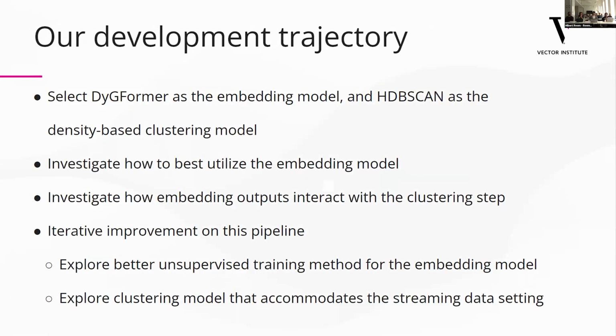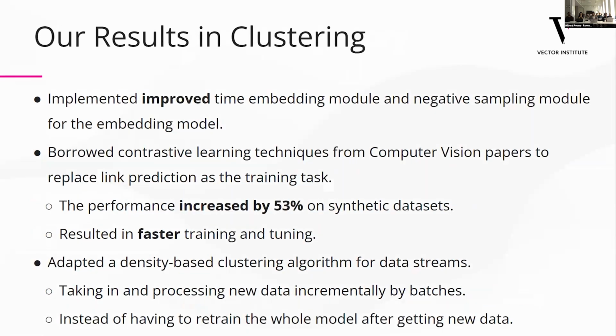Our development trajectory is roughly as follows. We first selected the embedding model and the density-based clustering model, based on prior experiments. Then we tried to figure out how these models work on our data and how they interact with each other. This was done through extensive visualizations and experiments. After that, we iteratively improved upon this pipeline to add complexity. Our results include improved modules of these two models so that they are more tailored towards our use case in both logic and implementation.